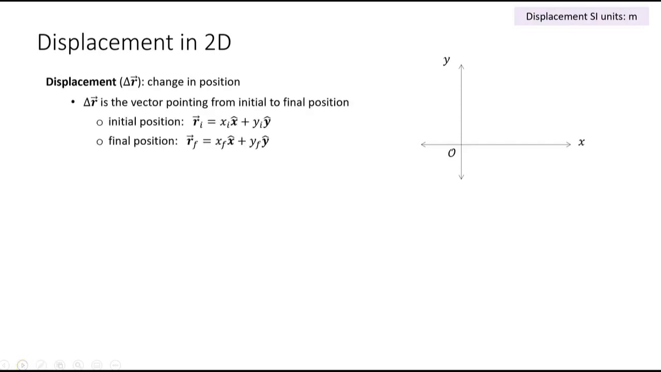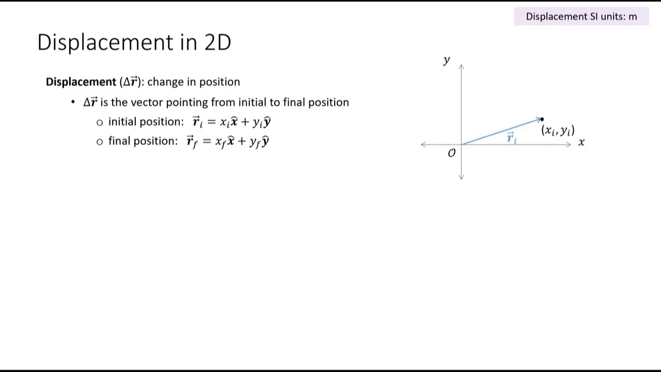And now if we were to think about what this displacement delta r really represents, it's going to be the vector that points from the initial position to the final position. Again, this is exactly like what we did in 1 dimension. All right, the initial position vector, we call it r initial. It's just going to have a component in the x direction of x initial and a component in the y direction of y initial. So in other words, it's the vector that points to some initial position defined by the coordinates x sub i, comma y sub i.